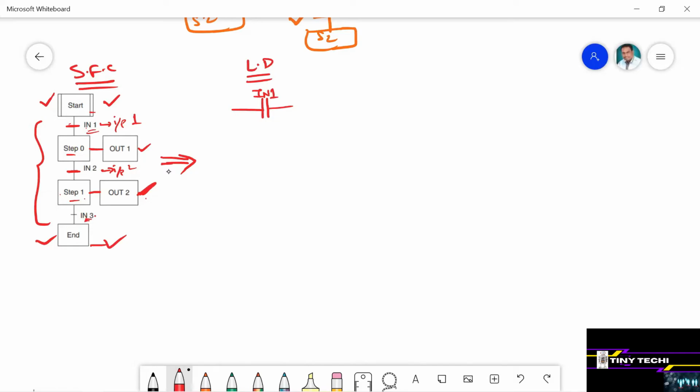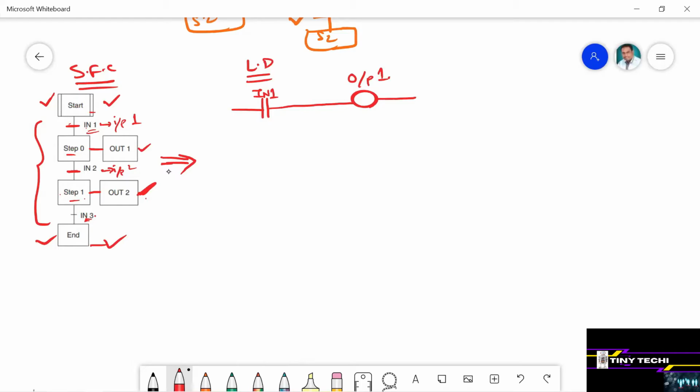When input 1 occurs, what happens? Step 0 is realized, so when input 1 occurs, output 1 is on. When input 1 is triggered, output 1 is on.